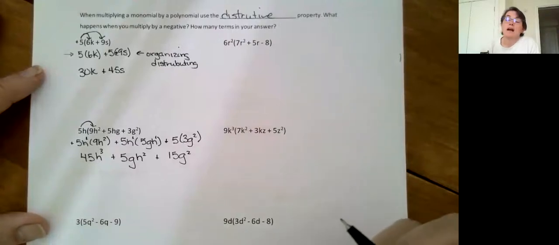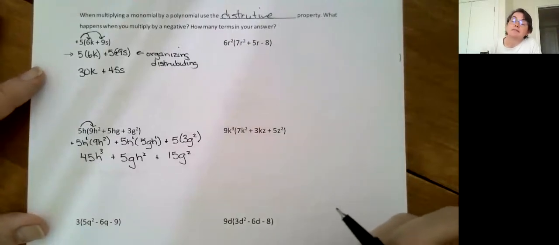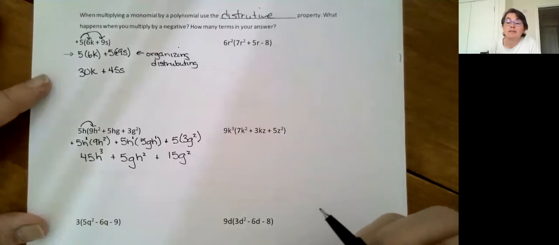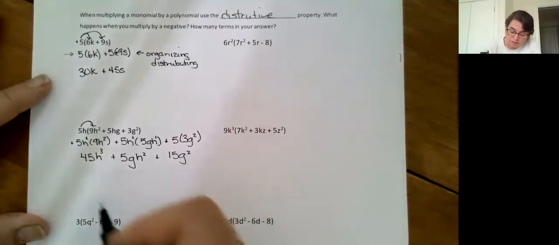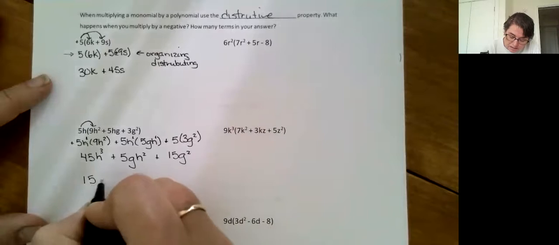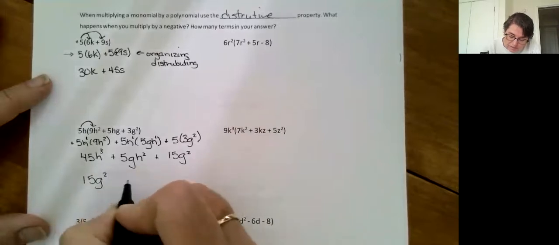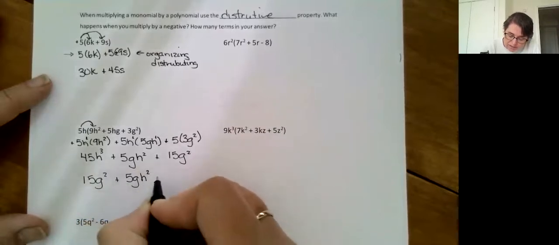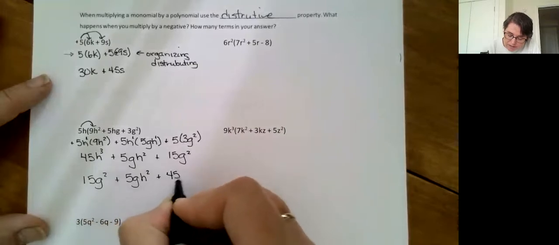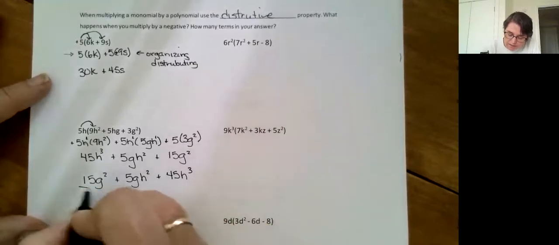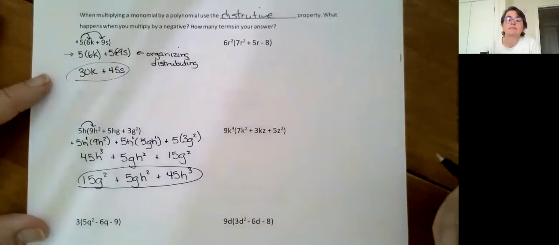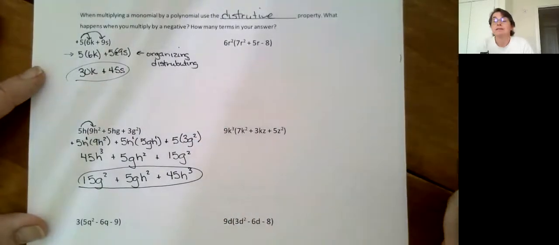And you know what? If you left it at that, I'd probably mark it right. I might bug you after and say, work on your alphabetical order, because that's just best practice. So I'm just going to rearrange this. 15g squared plus 5gh squared plus 45h cubed. That is a lovely answer. I'm going to circle it up here too. Okay. And that's all there is to it.